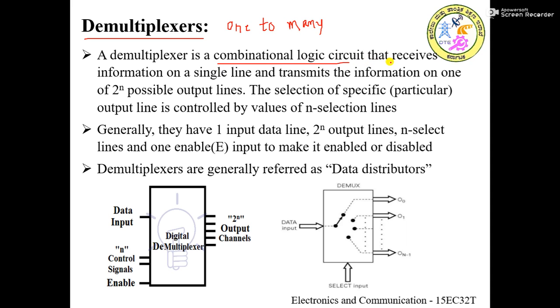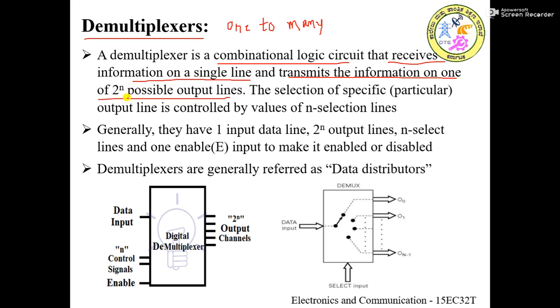A demultiplexer is a kind of combinational logic circuit that receives the information on a single line and transmits the information on one of the 2 to the power of n possible output lines. So for multiplexers, we had 2 to the power of n input lines and only one output line. But in this logic system, there is only one input line, and there are 2 to the power of n possible output lines.